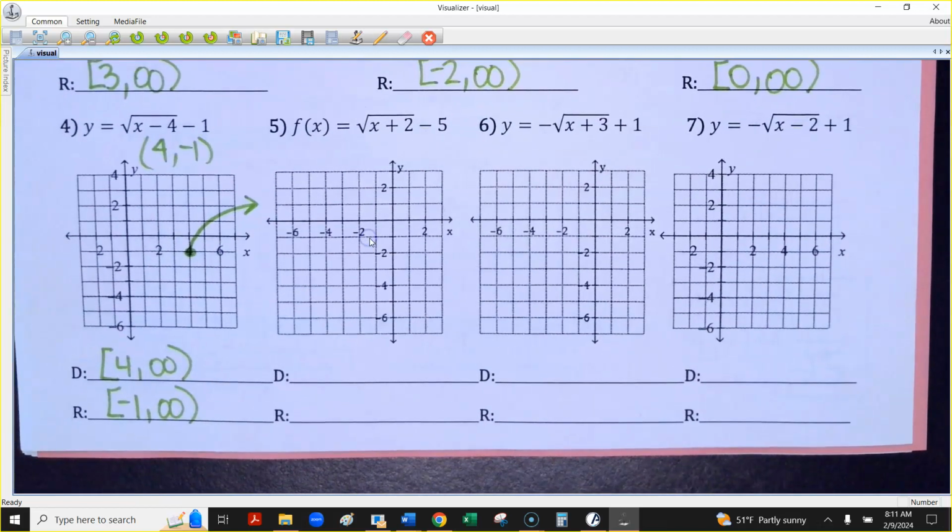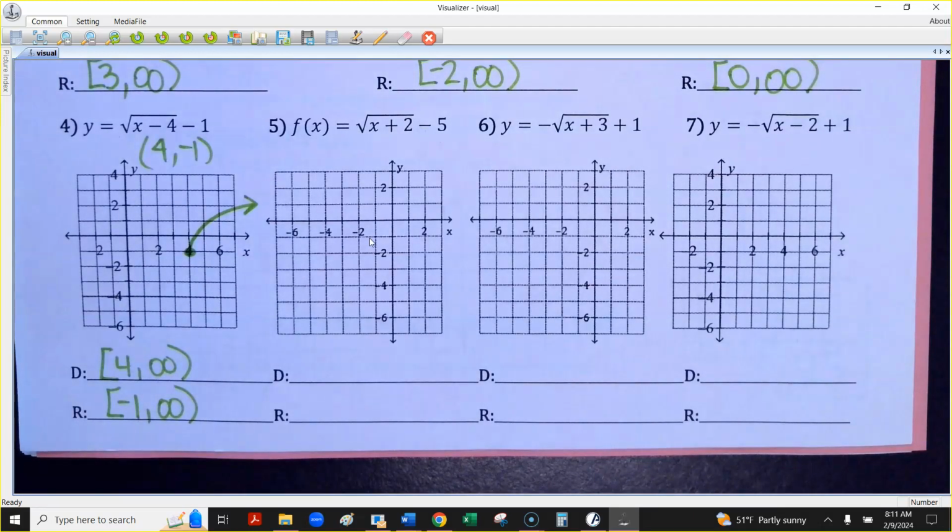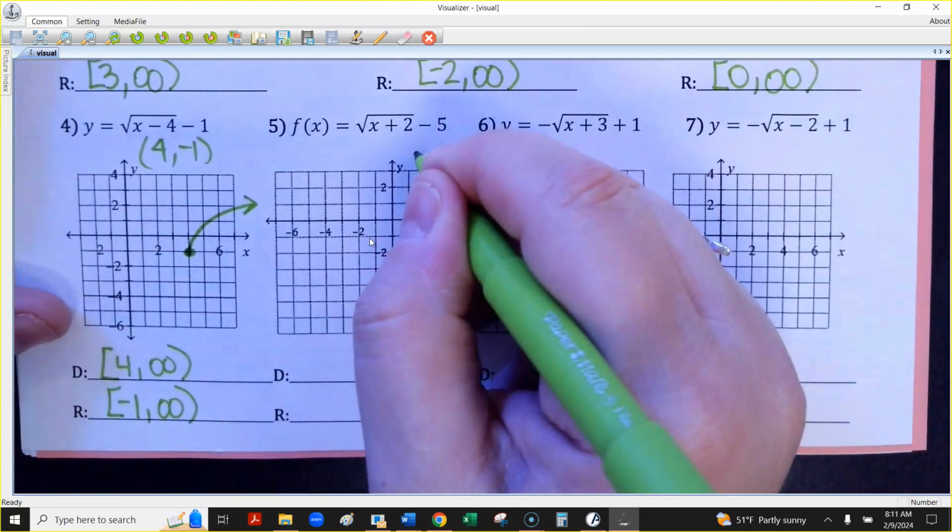Where would I start number 5? What point? I've got square root of x plus 2 and then -5 on the outside. Where would you start that one? Somebody just said it. Close. It would be +2 or -2.